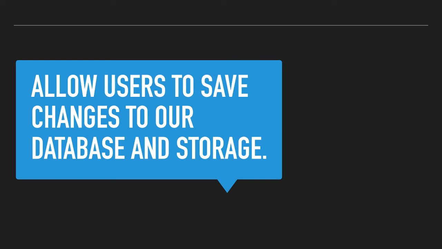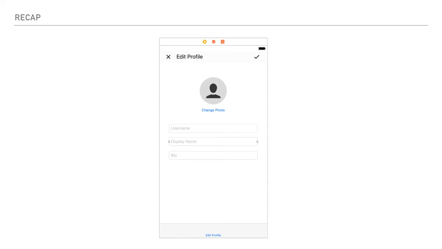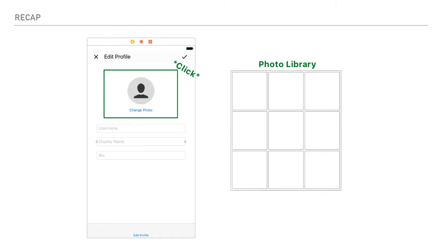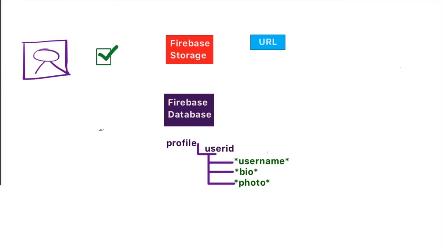Welcome back. So today we're going to talk about allowing our users to save changes to the database and to the storage. Now we're going to talk about what we did in the last video. In the last video we have an edit profile UI. With this edit profile UI, the user can select a photo from their library, and then what we want to do is allow that user to save that information into the database.